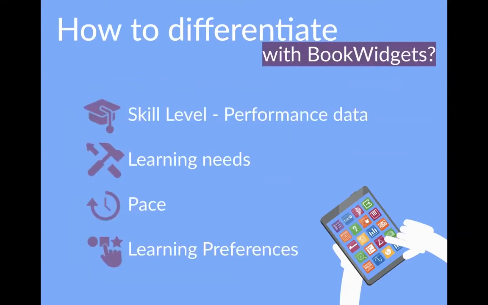To do this with BookWidgets, we divided it into 4 different ways of differentiating. The first one is differentiating with BookWidgets on skill level and performance data. We'll use the learning needs of our students to look at what settings there are in BookWidgets to provide for those learning needs. You can also differentiate on pace, and you can look at learning preferences and use BookWidgets to provide exercises that aren't just a quiz or a worksheet, but go much further than that.